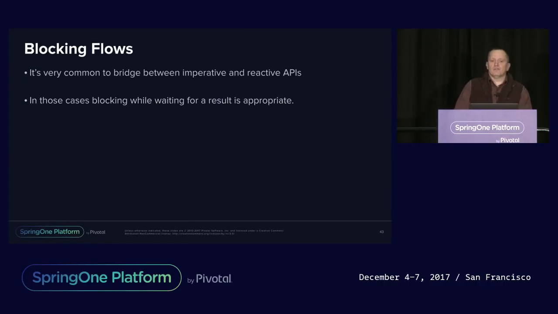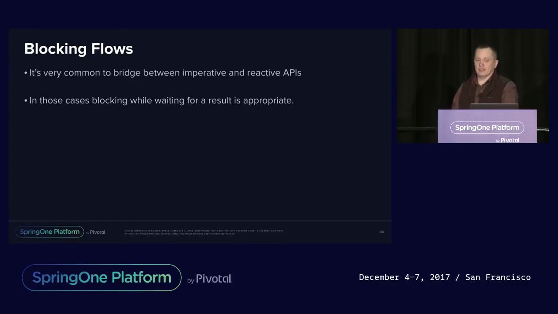OK, so we've talked a lot about reactive. Most of you, I imagine, are still in the imperative world. And even if you switch over to the reactive world, you're still going to be interacting with imperative systems for potentially a long time to come. So you need to be able to interface between reactive and imperative. You can, I'm going to be really careful here, you can use blocking.